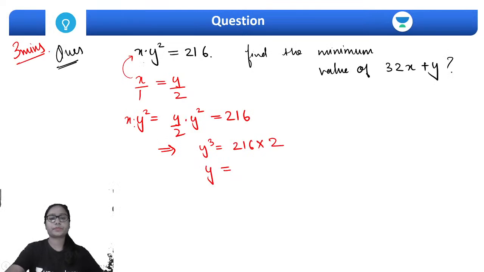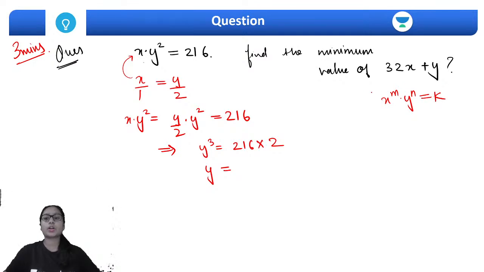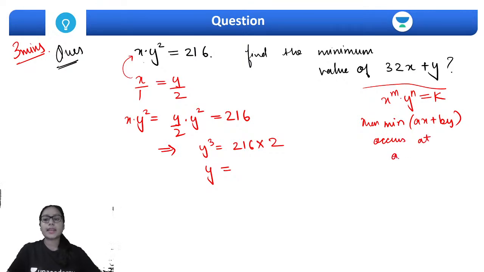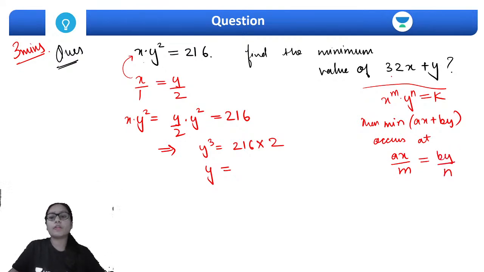Okay, see, the result says that when x raised to the power m into y raised to the power n is some constant k, then the minimum value of ax plus by occurs when ax by m is equal to by by n. So here the value of a is 32, the value of b is 1, m is equal to 1 and n is equal to 2.